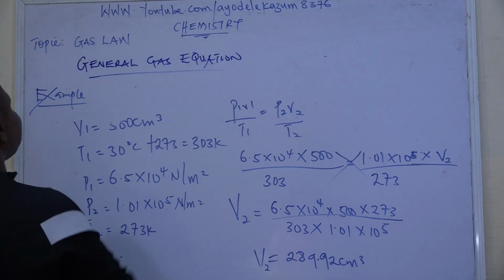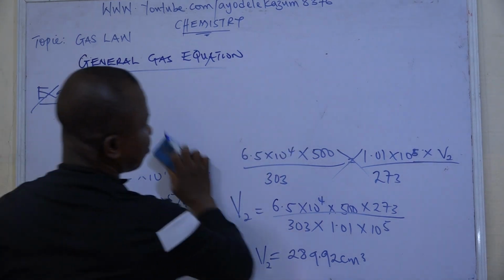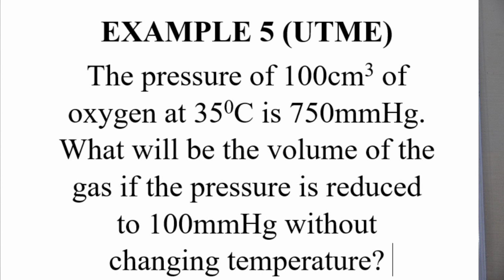Example 5. This is a UTM question. Just look at the screen. The pressure of 100 cm3 of oxygen at 35 degrees C is 750 mmHg. What will be its volume if the pressure is reduced to 100 mmHg without changing the temperature?